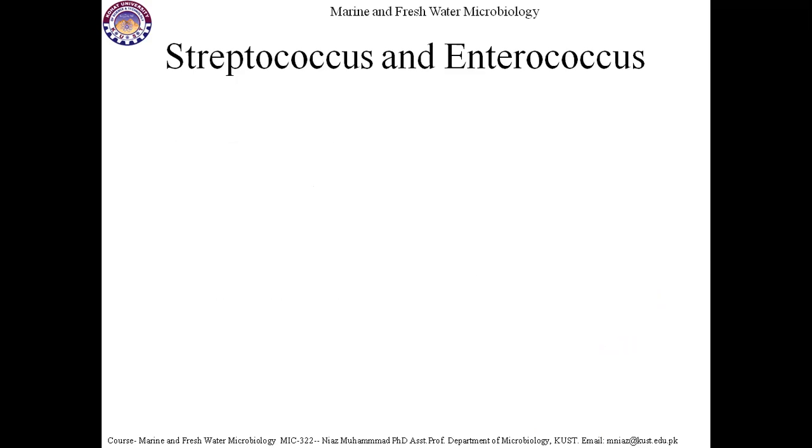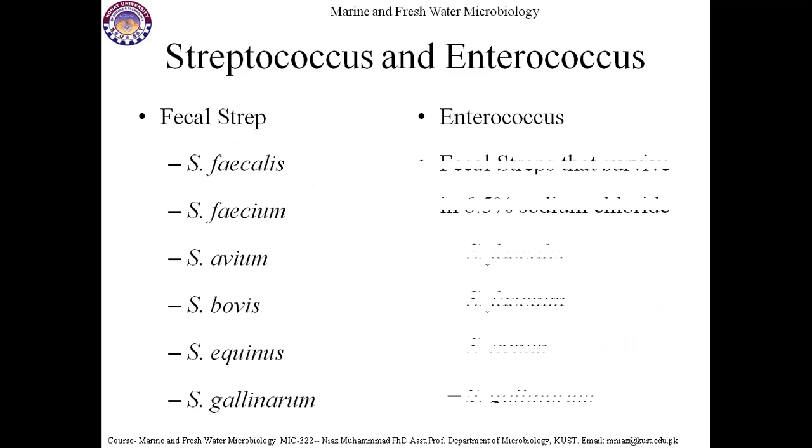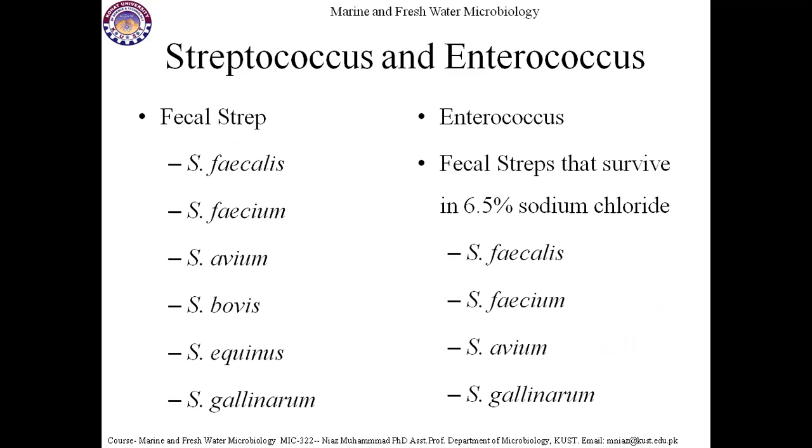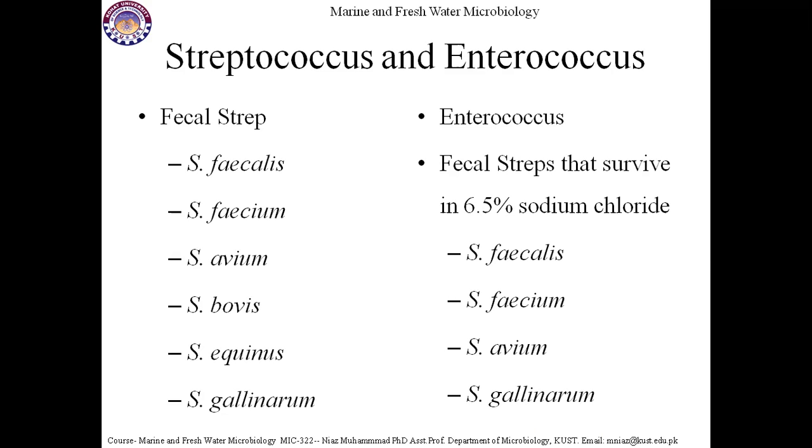Streptococcus and Enterococcus are also present in the intestine. Fecal Streptococcus: Streptococcus faecalis, Streptococcus faecium, S. avium, S. bovis, S. equinus, and S. gallinarum. Enterococcus, which are present in Enterobacteriaceae, fecal streptococci that survive in 6.5% sodium chloride, such as S. faecalis, S. faecium, S. avium, and S. gallinarum. And due to this, we also can select the Enterobacteriaceae family from water samples. So now we are coming to how we have to check the water sample, how we can analyze the water sample. We will talk about the analysis method in the next step.